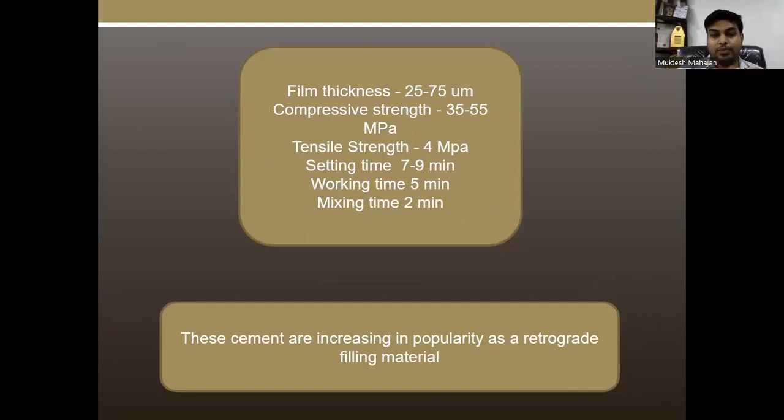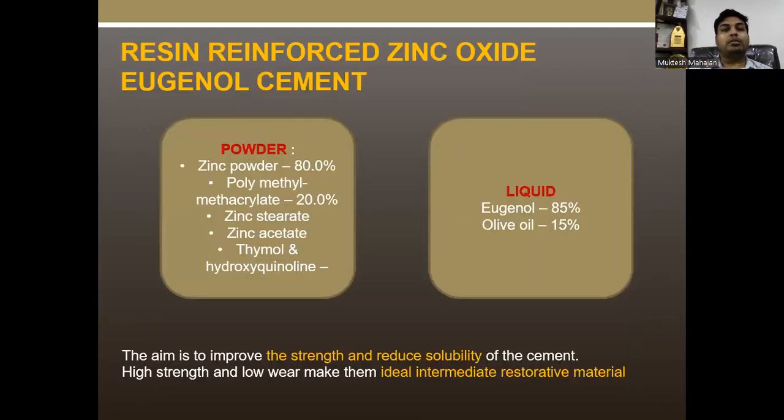These cements are increasing in popularity as a retrograde filling material. The resin-reinforced zinc oxide eugenol cement contains zinc oxide powder 80%, polymethyl methacrylate 20%, zinc acetate, thymol, and hydroxyquinoline. Liquid contents are again eugenol and olive oil. The aim is to improve the strength and reduce the solubility of the cement. High strength and low wear make them the ideal intermediate restorative cement.